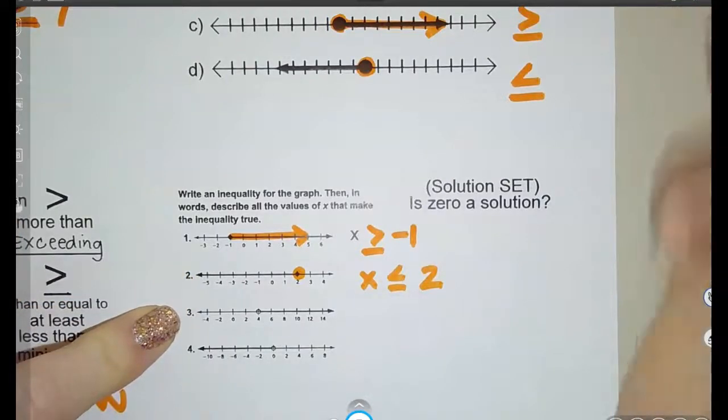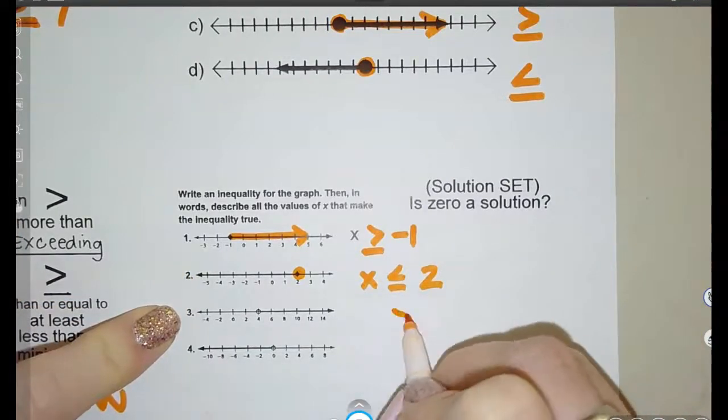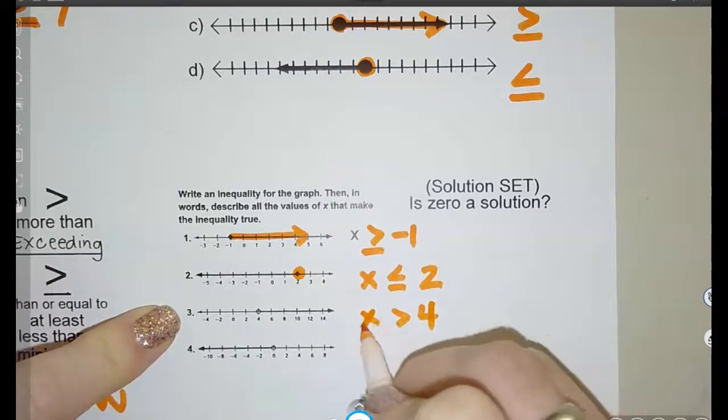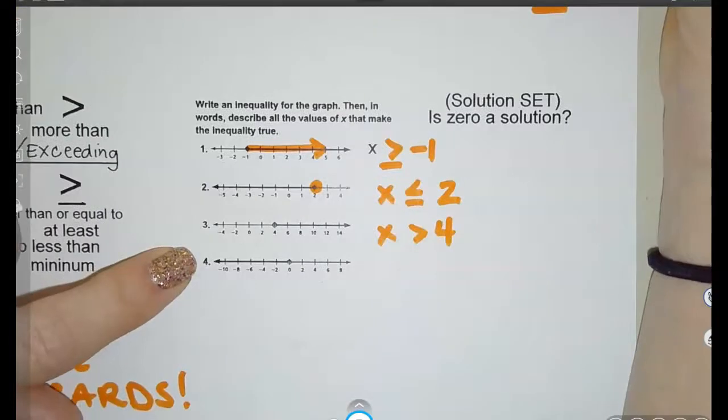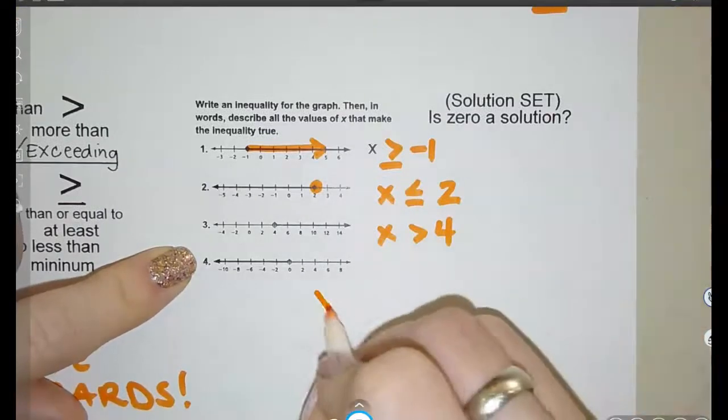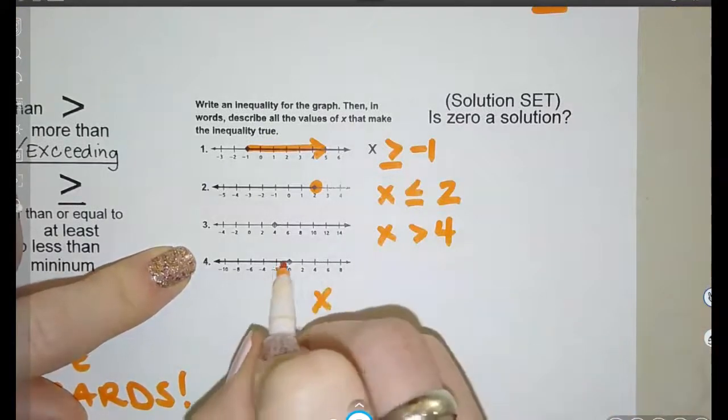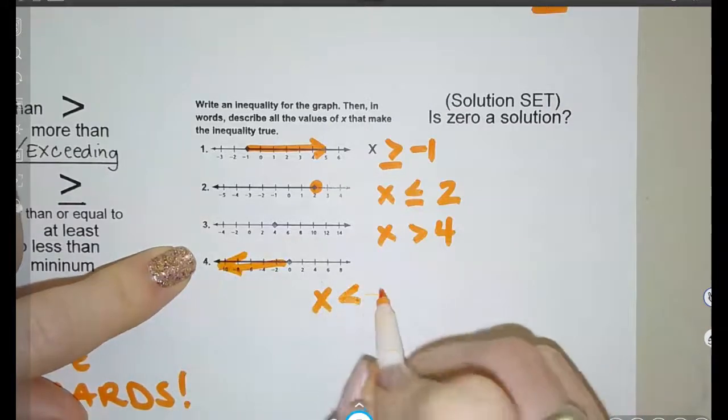Here I have an open circle, so it does not include 4, just everything bigger than 4. So X is greater than 4. And here I have at 0 an open circle. So X can't be 0, but it could be anything smaller than 0.